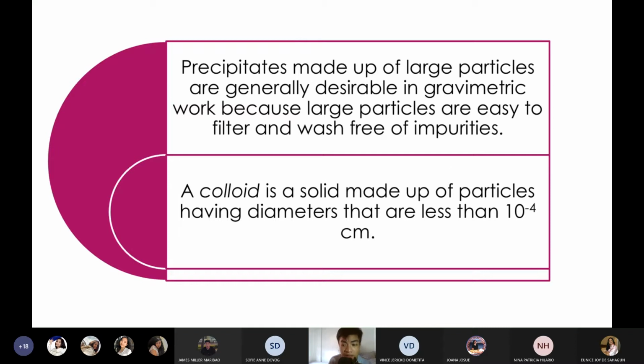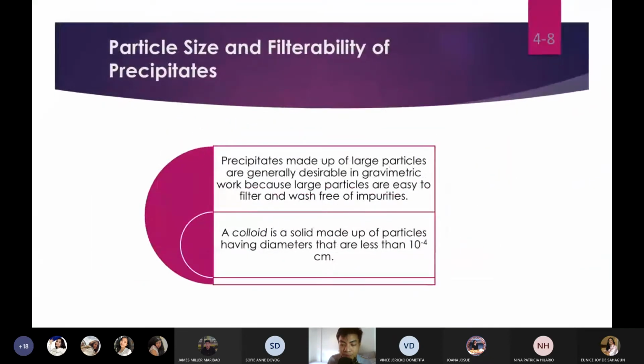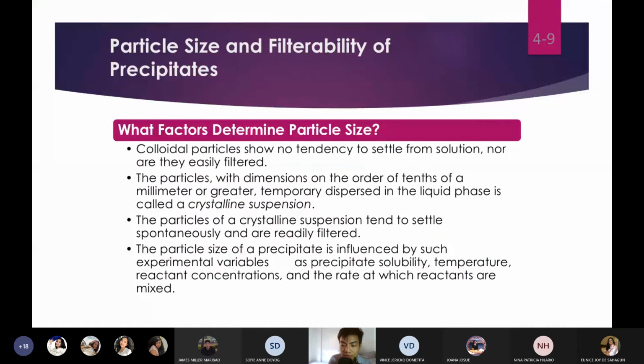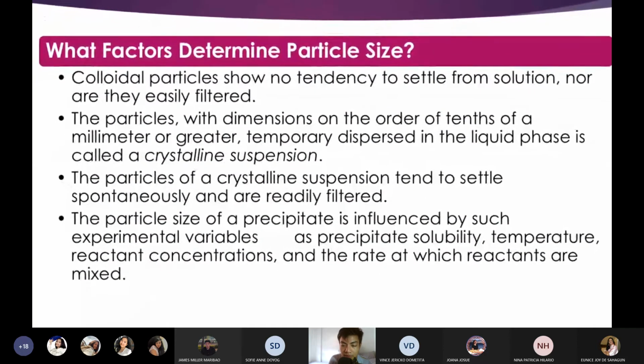Ang problem with colloid is that since ito ay nasa borderline, nasa borderline siya ng homogeneous and heterogeneous. Since nasa borderline siya, that means yung particles niya ay mas maliit compared sa precipitate, no? So as a result, mas mahirap siya i-filter. Okay? So mas mahirap siya ma-collect, no? Ma-collect lahat, kasi yung iba pwede tumagos sa filter paper kasi nga maliit yung particle size. Or pwede siya mag-coagulate doon sa filter paper. Okay? So ganun. So, ito yung mga factors about particle size.